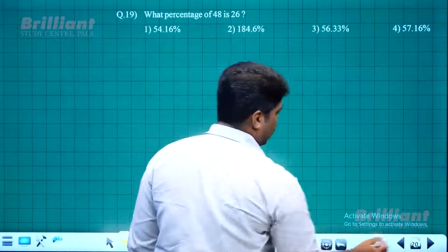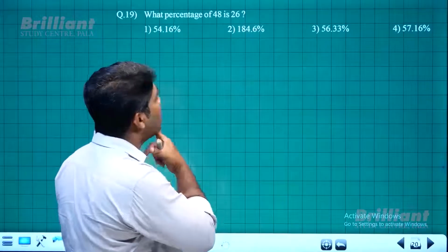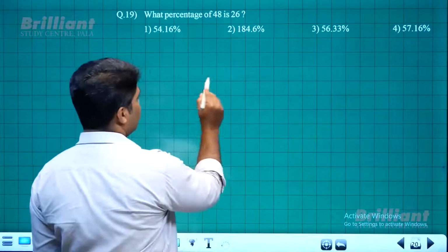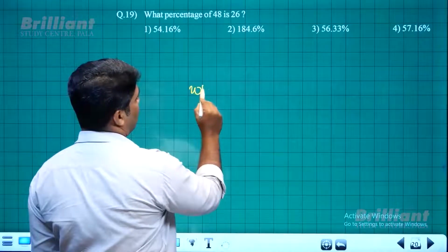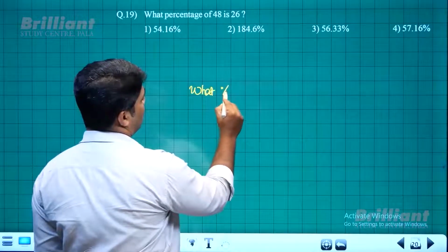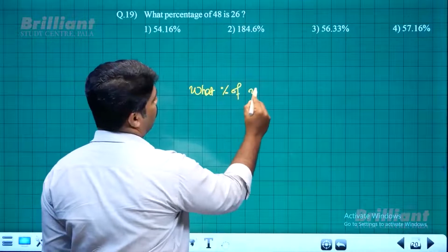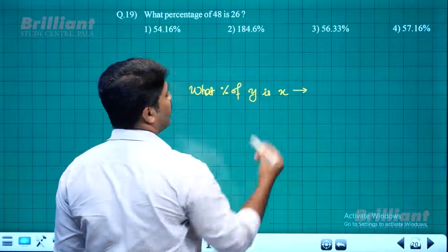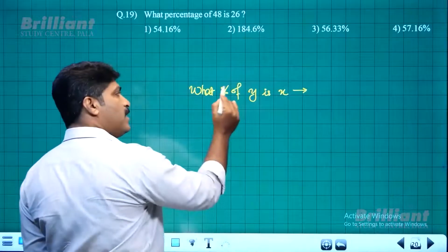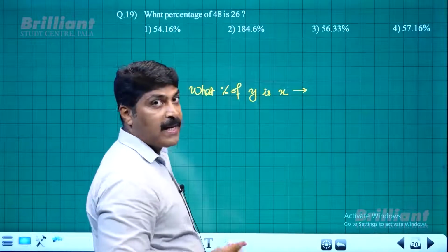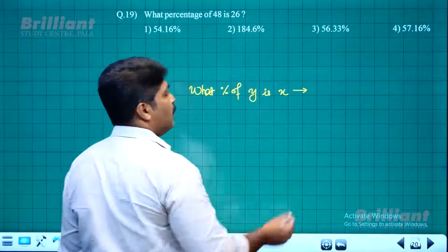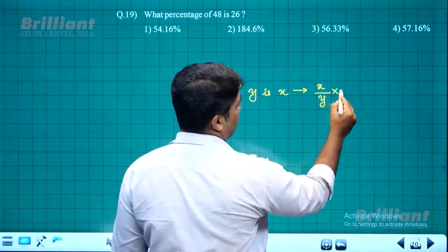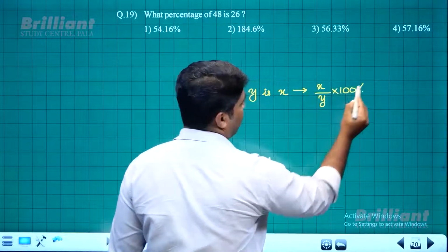Then the next question, what percentage of 48 is 26? Understand the order. So what percentage of y is x? So how we can find it? After this of, the value which immediately comes after of should be the denominator. So x should be the numerator here. So this is the step of operation.